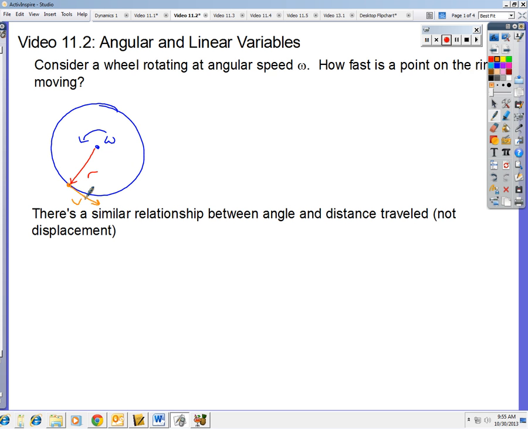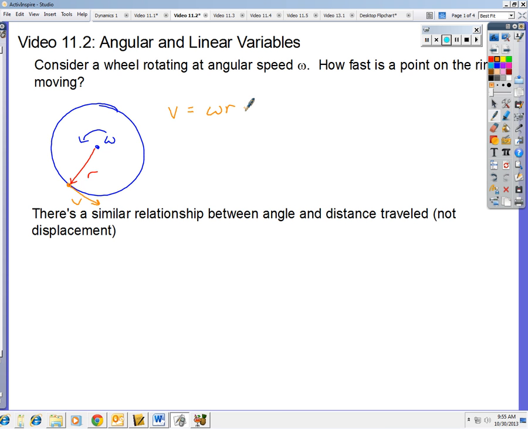So the speed v. Well, it turns out that if we measure omega in radians per second, v equals omega times r. It's really that simple. There's also one thing you notice here, which is that the farther out you go, the faster you move. So it's not all that difficult to deal with.